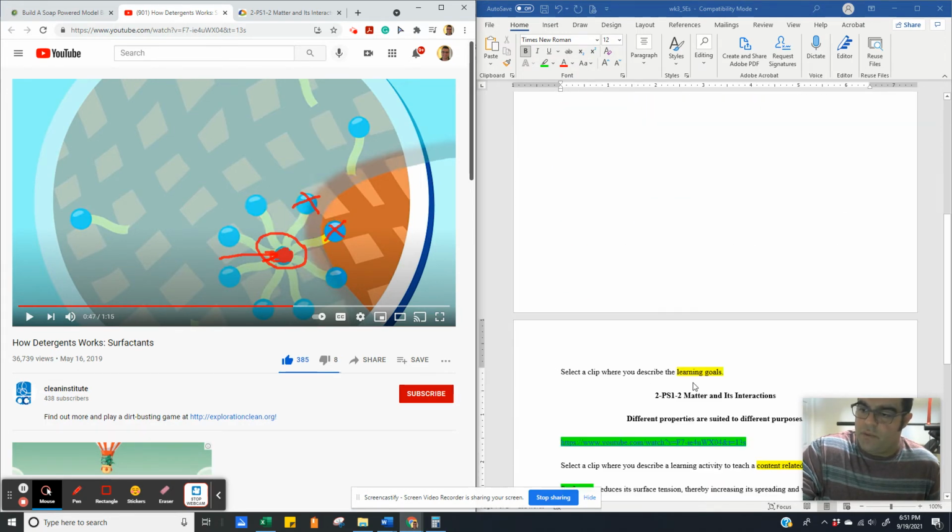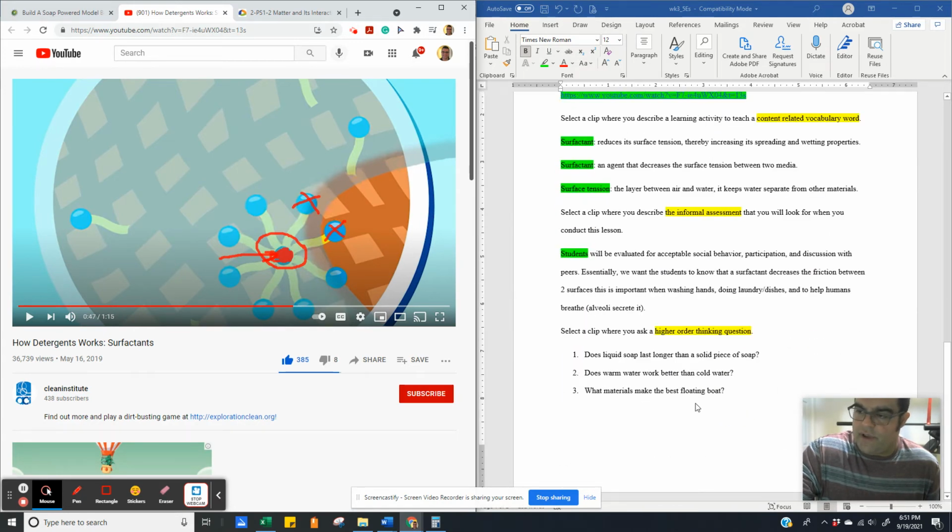and then we would evaluate. Our evaluation method is going to be: do the students participate in the discussion and the experiment? Were they respectful to their friends and peers and with their teacher? This is going to be an informal kind of assessment. It's just to plant the seed of the idea of what a surfactant is.